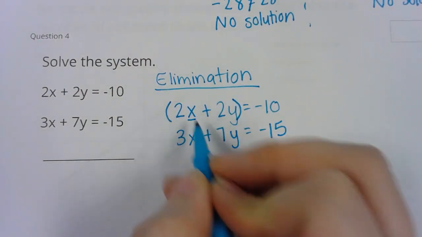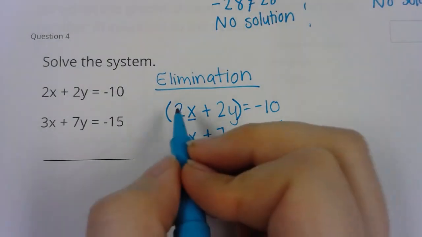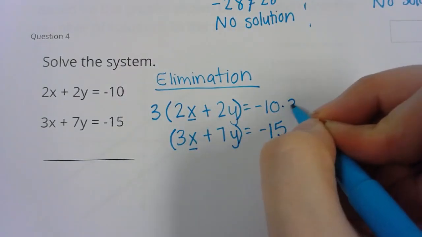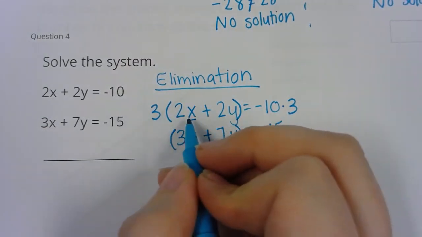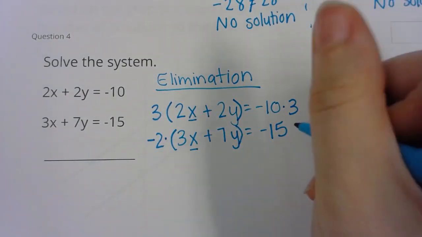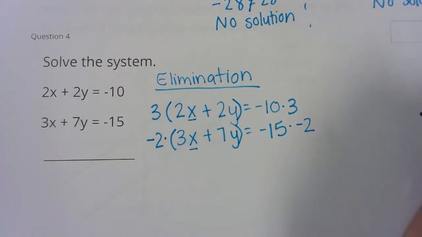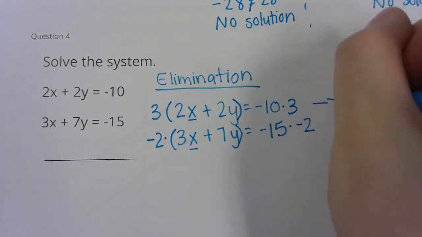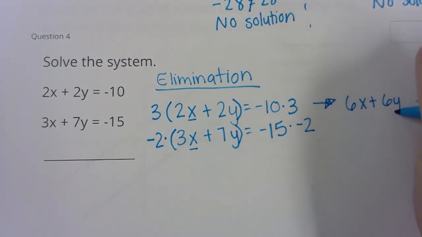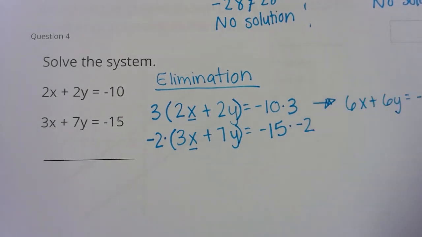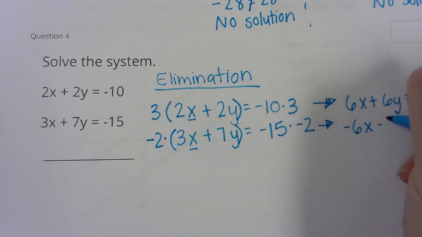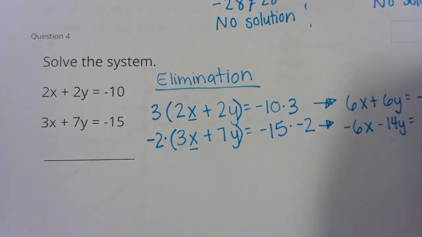If I'm going to cancel out my x's, I want to multiply this top by 3, which would give me a 6x. So if I have 6x, on the bottom I need negative 6x, which would mean I need to multiply the bottom by negative 2. So my new equations are 6x plus 6y equals negative 30, and negative 6x minus 14y equals positive 30.